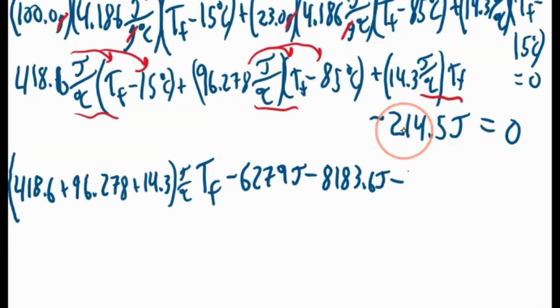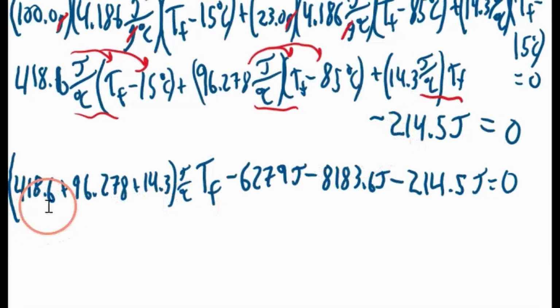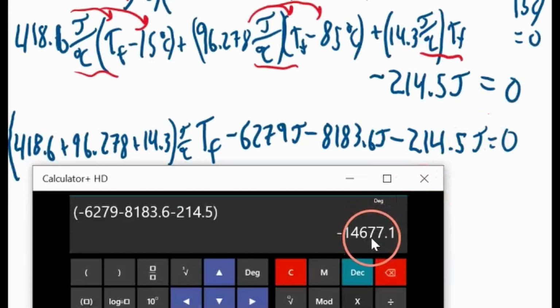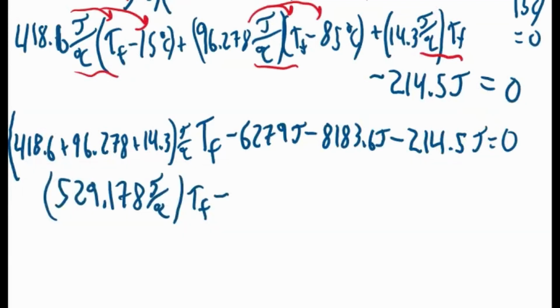And then this term here we can finally fit on the same line, minus 214.5 joules equals 0. Okie dokie, so minus 6278.79 minus 8183.6 minus 214.5. Oh, that's a 6 there. Make it a 5. It's not going to matter. Okay, so 14677.1, and we're in joules, which is a good sign.